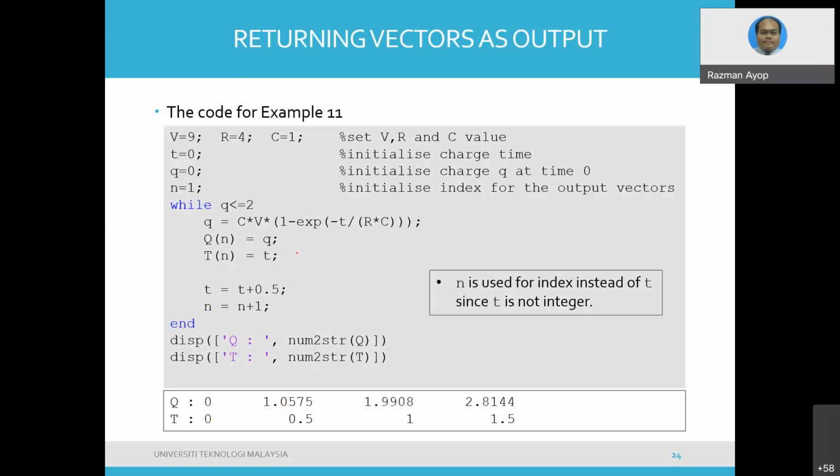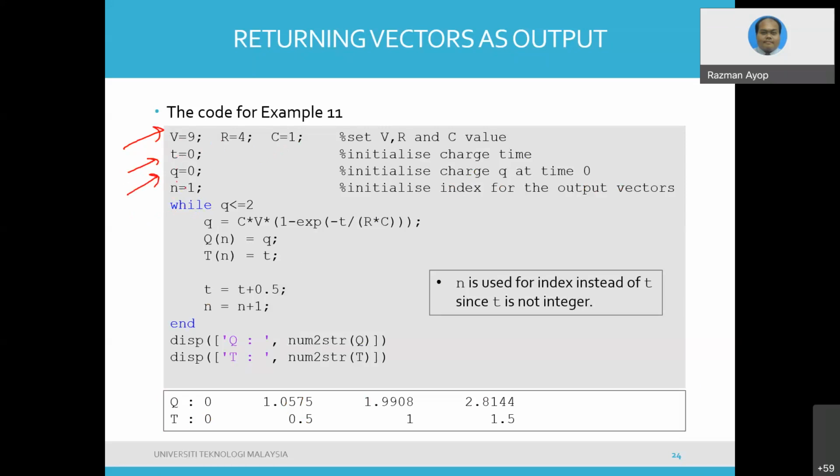Okay, so this is the code. You can see here, this is the constant. Usually you have to start with the constants first. You list down all the constants inside the program. Then you start with the time. Also, if you use while, remember that I said you have to initiate T and Q.